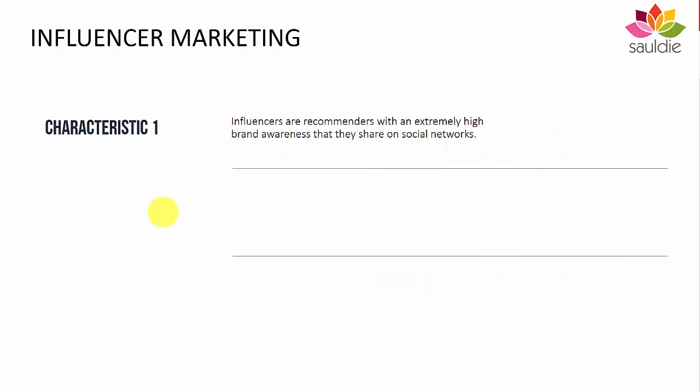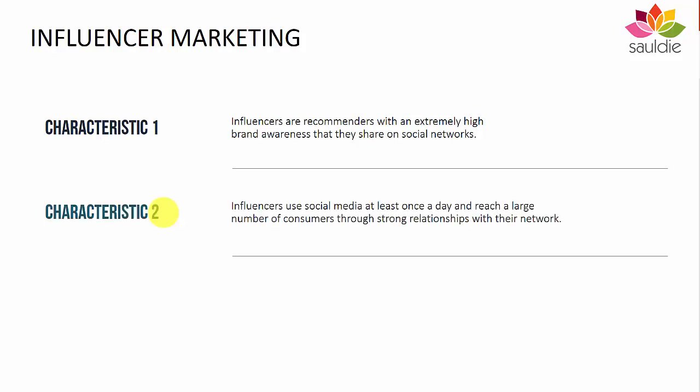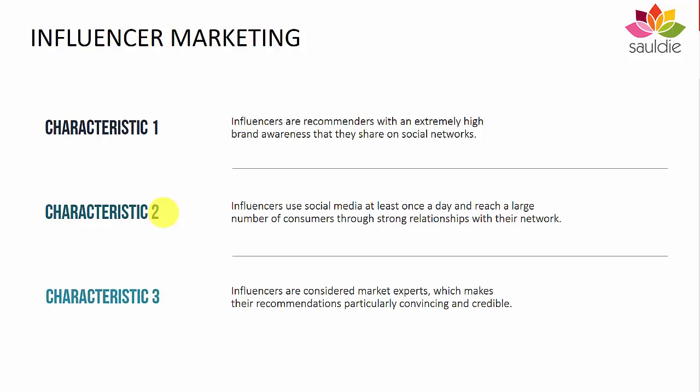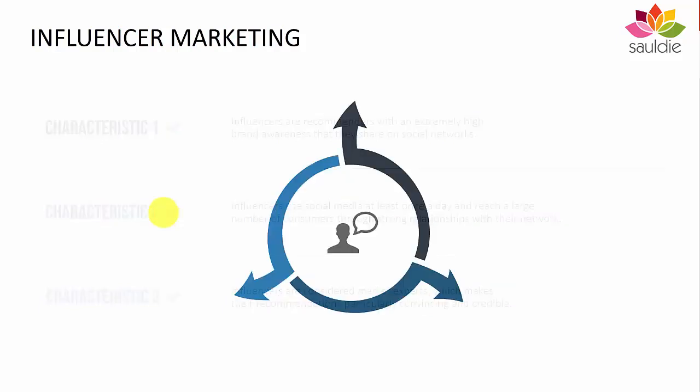Influencer marketing has three characteristics. Influencers are the recommenders with an extremely high brand awareness. Influencers use social media at least once a day and reach a large number of consumers because they have relationships with them. And influencers are considered market experts. And we have to really think about, while using an influencer, if we tick off all these 3 points, because if we do not, then we'll really have trouble. Because it can be that we have the wrong influencer who is just taking money or just using the product but not giving the right impact. So we should also start measuring that.